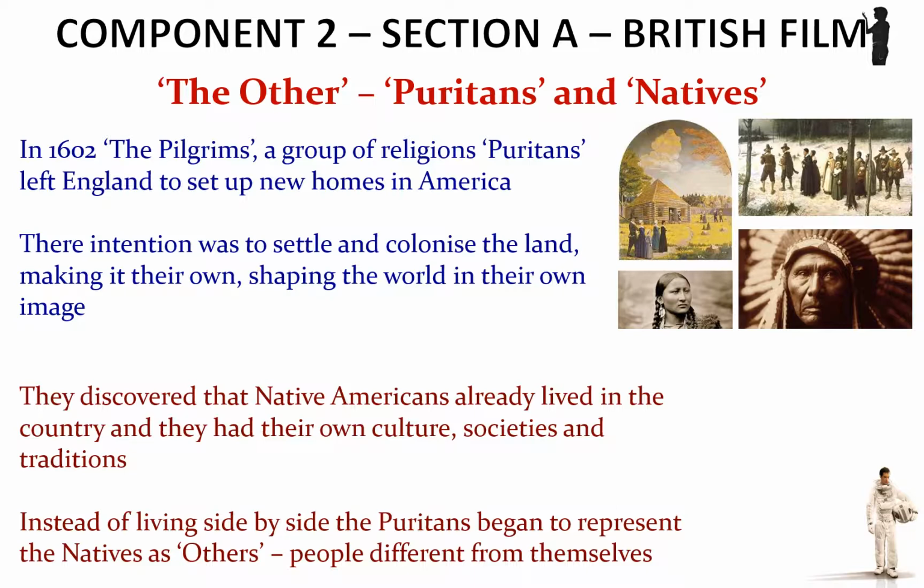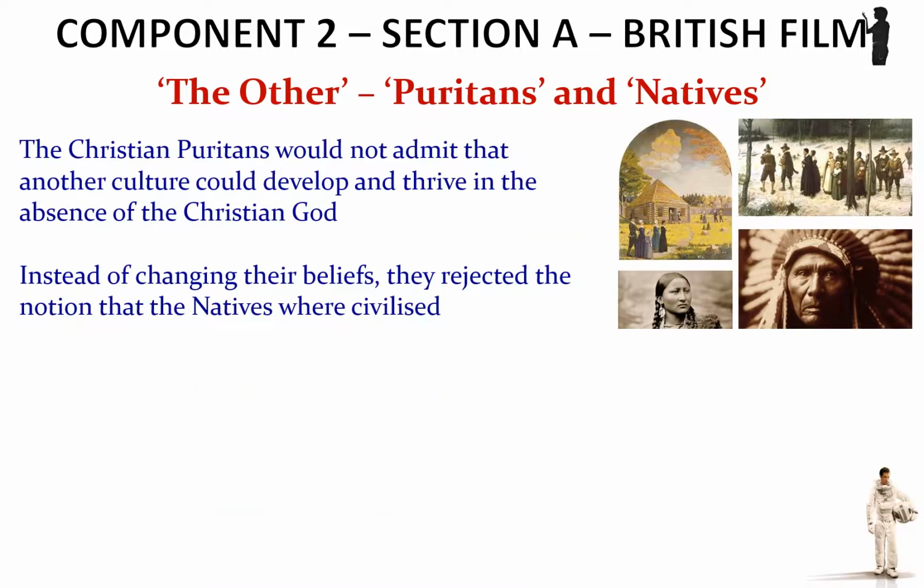And what they discovered in America was Native Americans already lived in the country, and they had their own culture, their own societies, and their own traditions. Now, instead of living side by side, the Puritans began to represent the natives as others, people different from themselves. One of the reasons for this is that the Puritans followed a hardline Christian doctrine, and that doctrine dictated that their God was the only God, and their way of life and their culture and their way of understanding the very world and reality was the only way, and theirs was the right way.